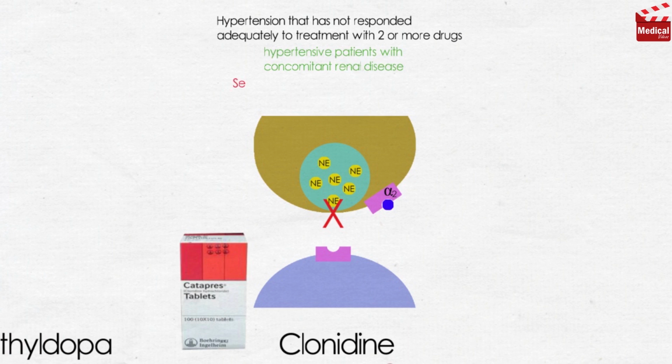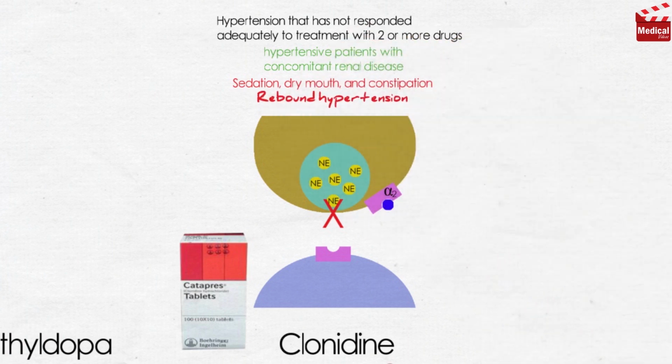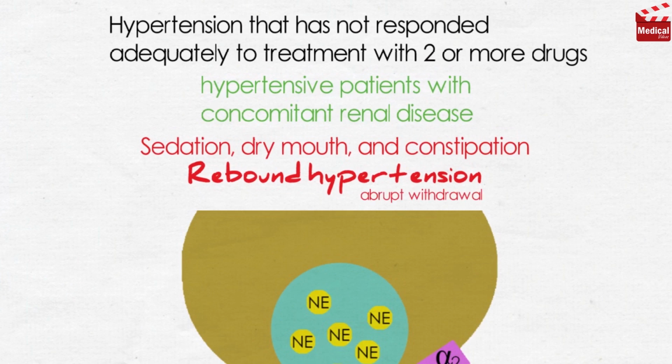Its adverse effects include sedation, dry mouth and constipation. Rebound hypertension occurs following abrupt withdrawal of clonidine, so it should be withdrawn slowly if discontinuation is required.